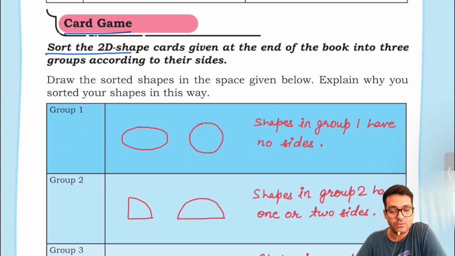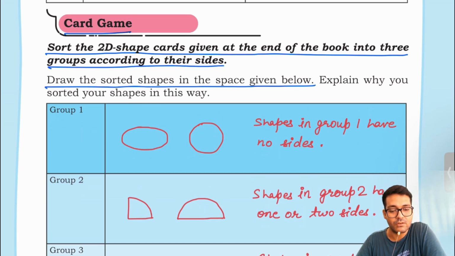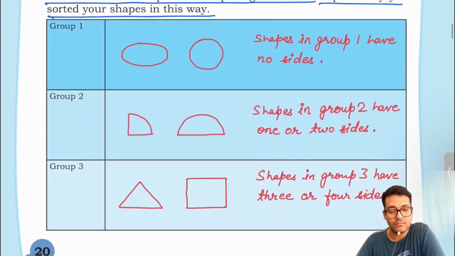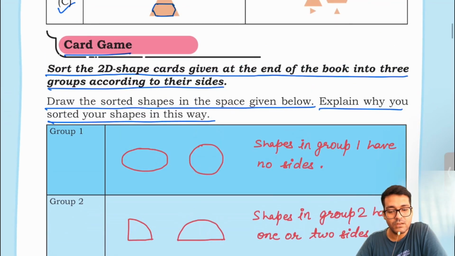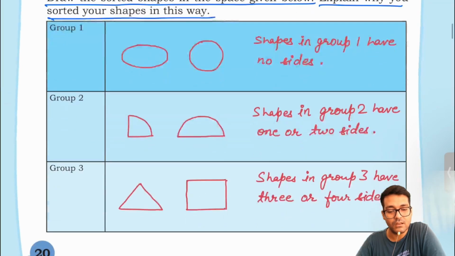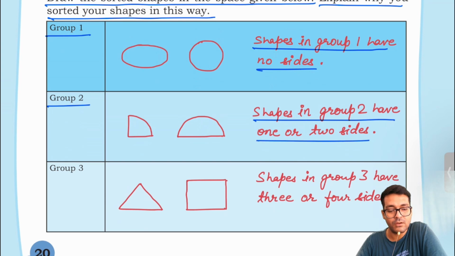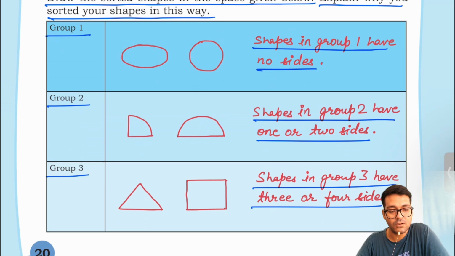Card game. Sort the 2D shape cards given at the end of the book into three groups according to their sides. Draw the sorted shapes in the space given below. Explain why you sorted your shapes in this way. First, visit the 2D shape cards given at the end of the book. Then you can fill these. Group 1. Shapes in Group 1 have no sides. Group 2. Shapes in Group 2 have one or two sides. Group 3. Shapes in Group 3 have three or four sides.